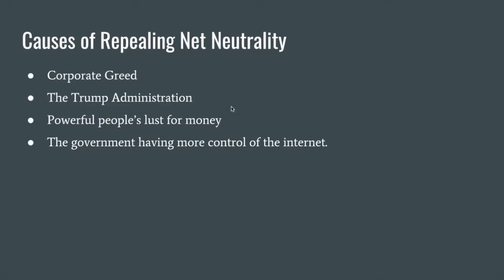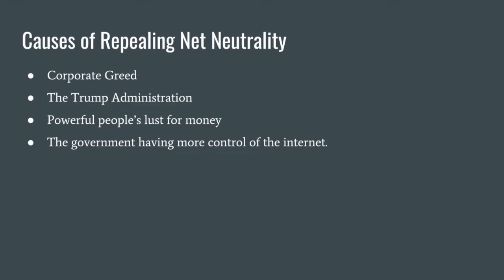So, what are the causes of repealing net neutrality? Currently in the US, a lot of big corporations are trying to repeal net neutrality. Here are some of the reasons. There's corporate greed. Corporations like Verizon and AT&T are trying to get more money from the people because everyone uses the internet. So, they're trying to get this rule taken down to earn more money. And powerful people's lust for money. It's all for the cash, you know?